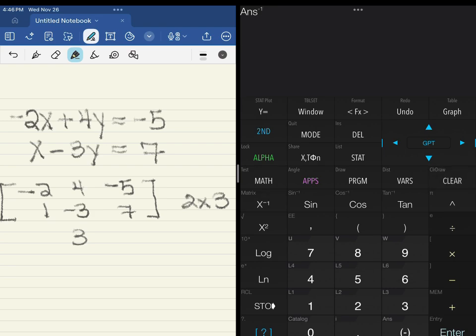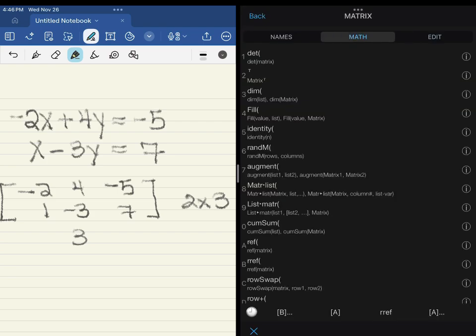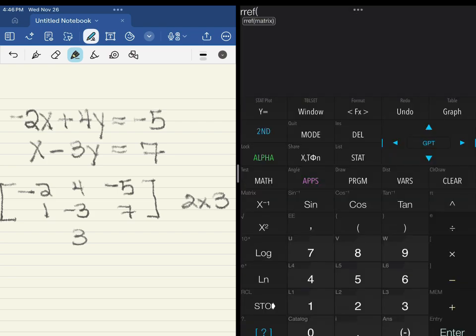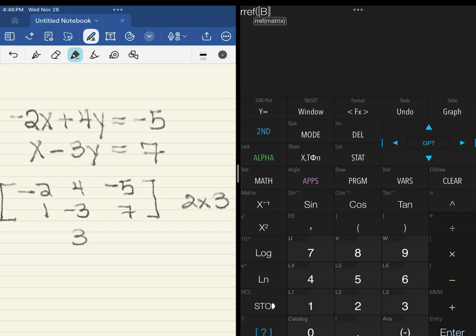And I'm going to go back to matrix. So second matrix, I'm going to go to math and go down to RREF. Then I go back to matrix, second matrix, and I'm going to pick the name. The name I'm going to pick is B because I edited B. And when I press enter, I got my answer.